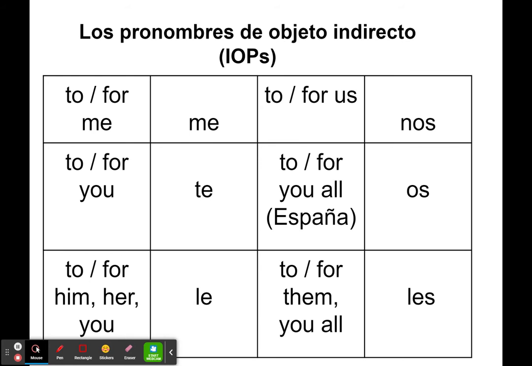And you likely will recall seeing these types of pronouns, the indirect object pronouns, before, because they are the same pronouns that you use with gustar and similar verbs. So if you have questions about that or what they mean when they're used with gustar, by all means, let me know.